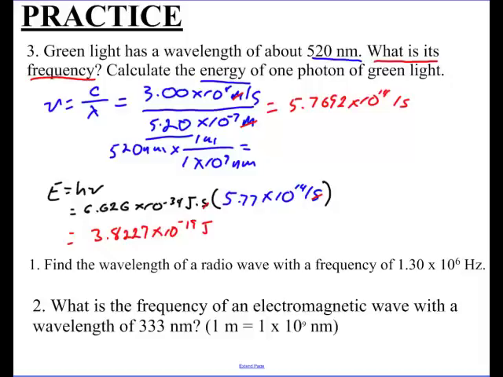I've got 3 significant figures there. I've got 4 here. What should my answer be to? 3, you say? Good. So I'm just going to rub that out there. So it's 3.82 × 10⁻¹⁹ joules.